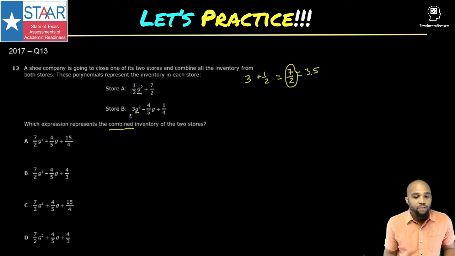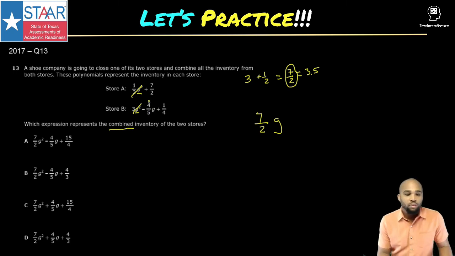So getting that first part didn't help me at all, because all the answer choices are the same. However, when I move a little bit further, let me go ahead and write that 7 over 2 g. I got that part. Now I have a g. Do I have any other g's I can combine with?